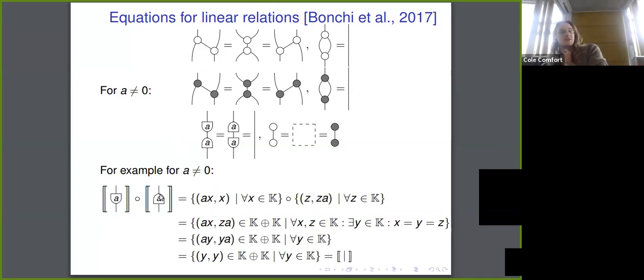So if you first multiply by A and then divide by A, or I guess you first divide by A and then multiply by A, then by definition of relational composition, you ask for some y such that the middle thing, the x, such that y is equal to x, which is equal to z. And then you apply the substitution, and then you get the relation that just multiplies both sides by A. But since we've assumed that A is non-zero, we can divide everything by A in this relation and just get the diagonal relation, which is the identity.